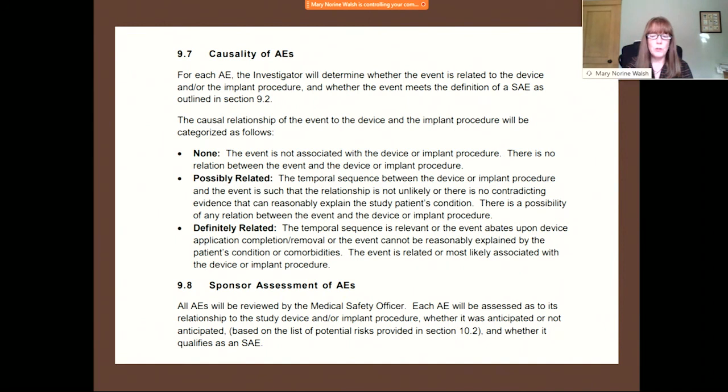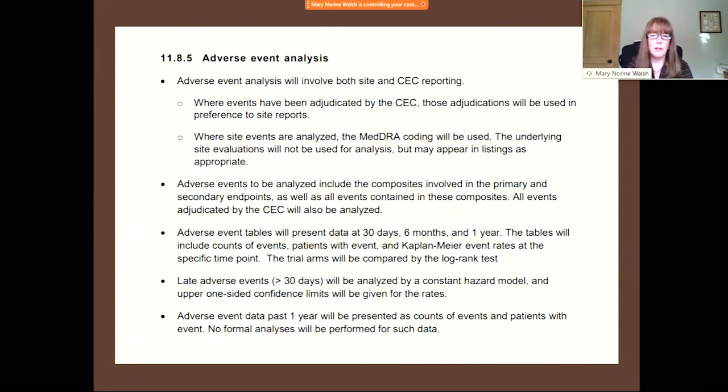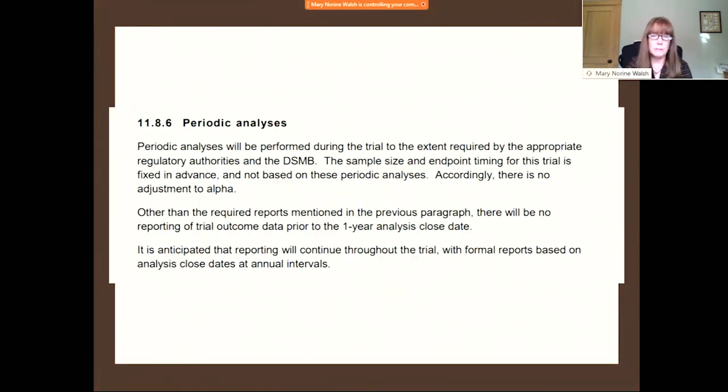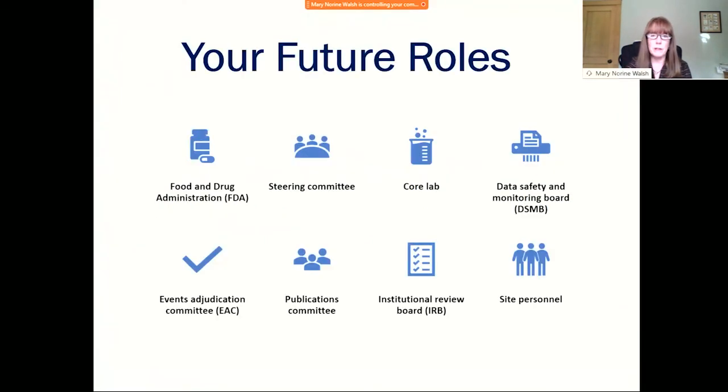And this is how, if you were becoming a site PI, you'd have to look at what your responsibility is to report AEs, how you should categorize them, and then how the sponsor is going to assess them later. And then just more on adverse events analysis. So this is the kind of paperwork you'd be looking at to become a site PI for this particular trial, Partner 3. And then, as I said about the DSMB, periodic analysis will be performed, and this is just information that's given to you as a site PI about how the trial will be conducted.